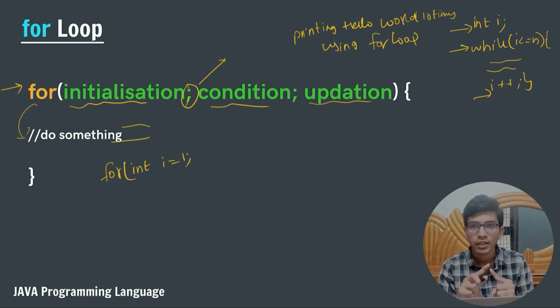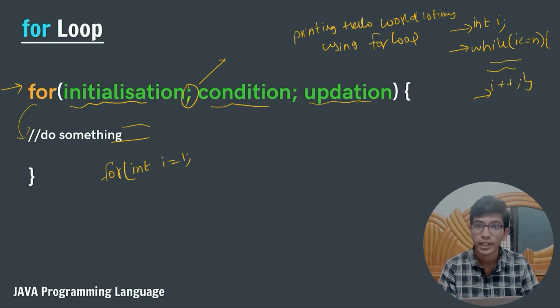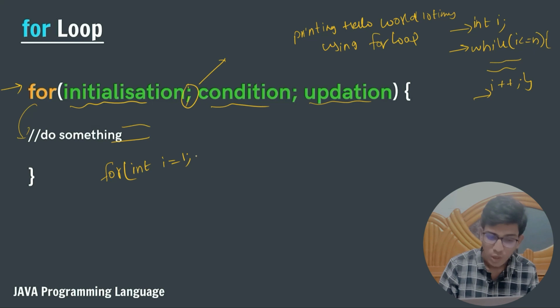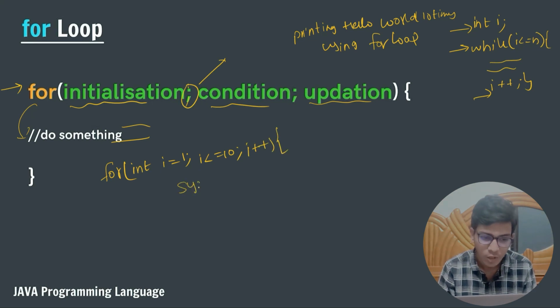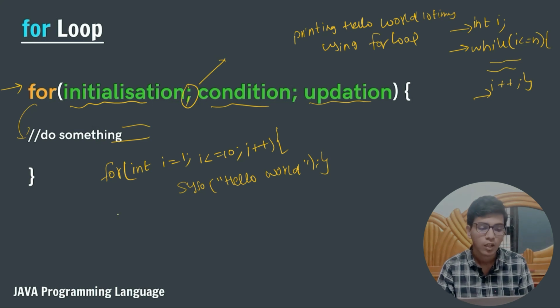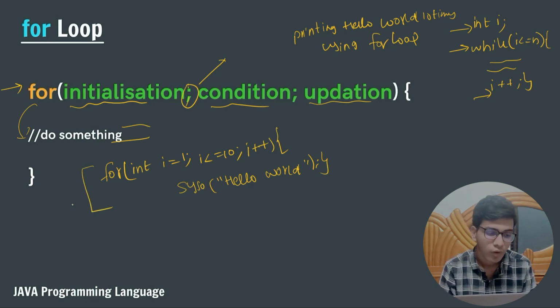we have to print hello world 10 times, right? So we have to run our for loop 10 times. So i should be less than or equals to 10. After that, we will increment our i by 1. In that for loop, we will print System.out hello world. That's all. So this is how the working and the syntax of for loop is.